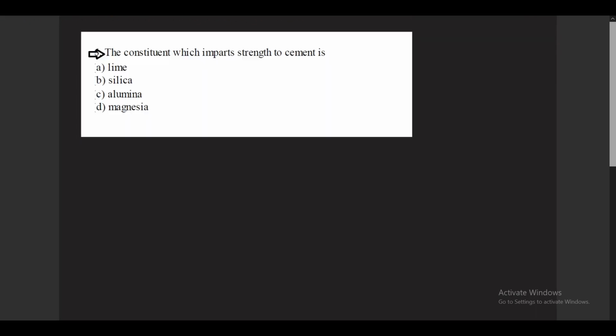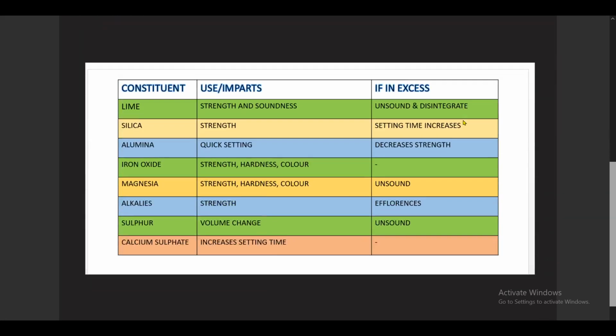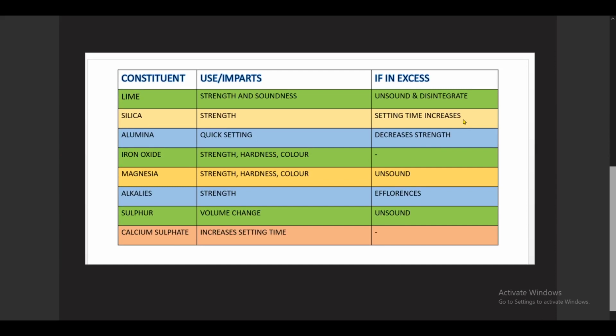The next question is: the constituent which imparts strength to the cement. Read carefully, they are asking which constituent imparts strength to the cement. Now if you see the constituents and their roles or contribution in the development of strength, here again I have prepared a table so you can revise that. Here is the constituent, after that their use or what they impart, and if it is in excess then what will happen to this cement or that structure.